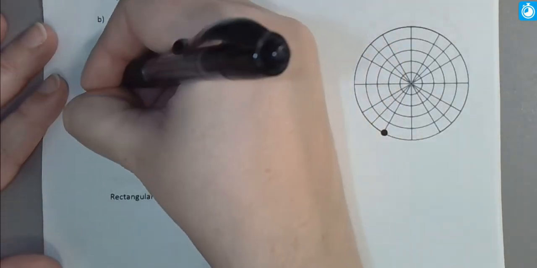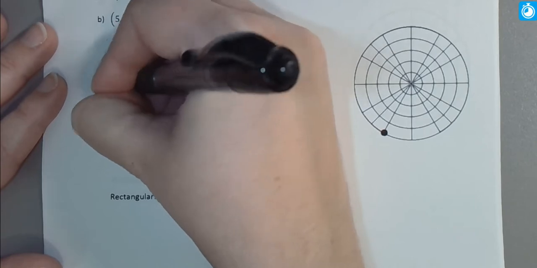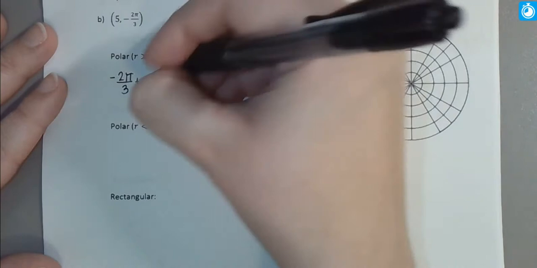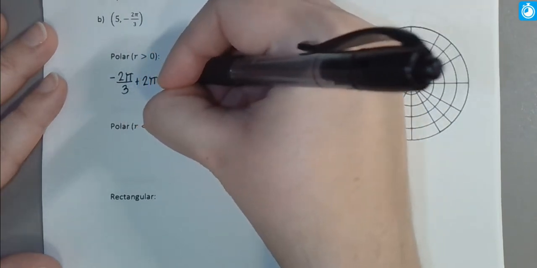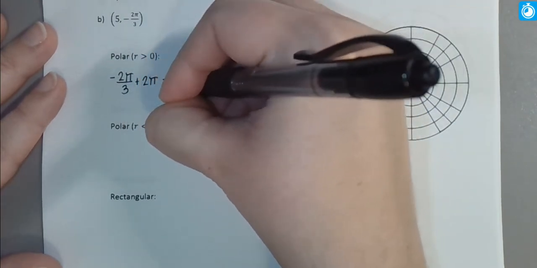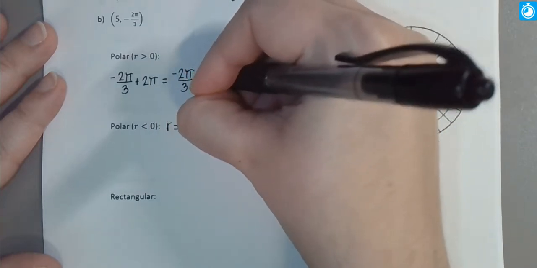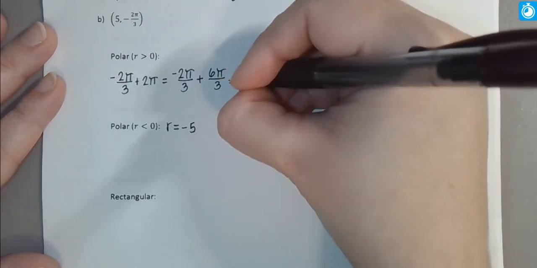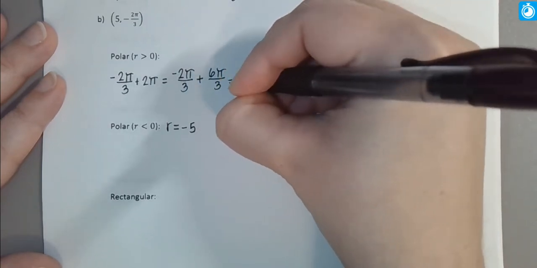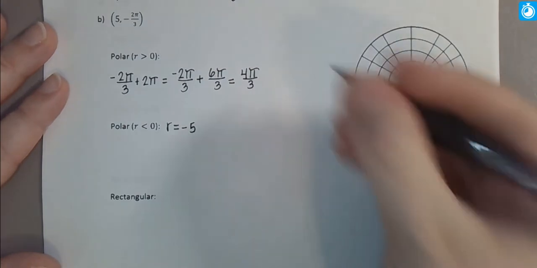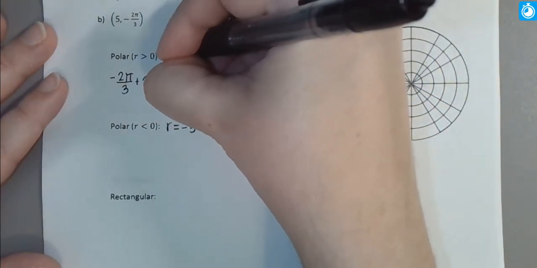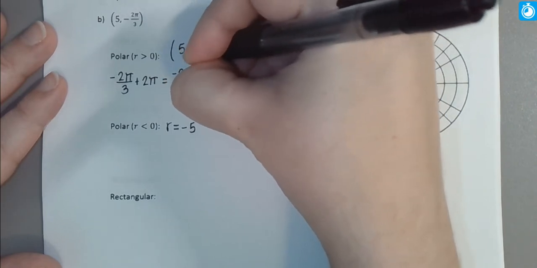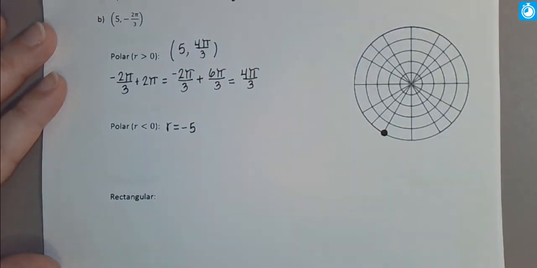So I'm going to take my angle, negative 2 pi over 3, and I'm going to add on a full rotation. So that's going to be negative 2 pi over 3 plus 6 pi over 3. And so when I add those two together, that's going to be positive 4 pi over 3. So another pair of coordinates for this particular location are going to be 5 and 4 pi over 3.